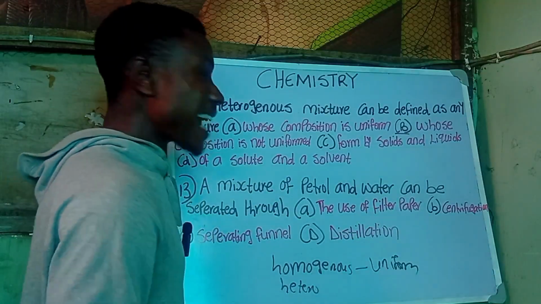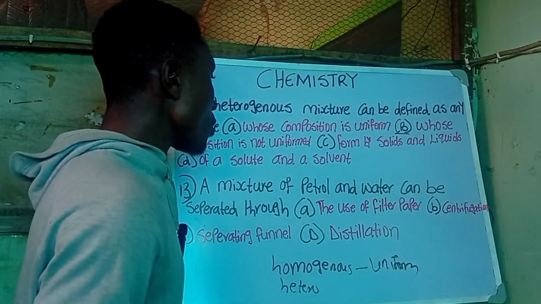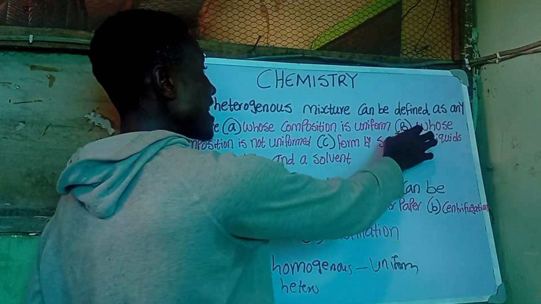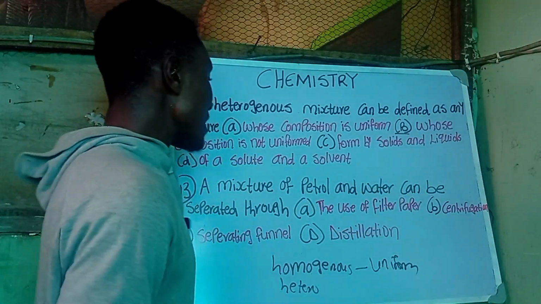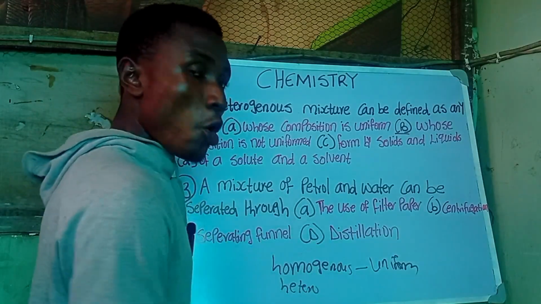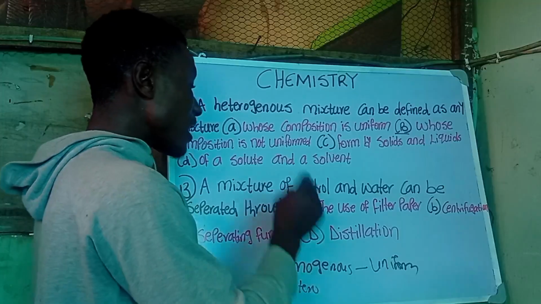C, formed by solid and liquid, and D, of a solute and a solvent. The correct answer is what? Whose composition is not what? Uniform. Question number 13, it says a mixture of petrol and water can be separated through.